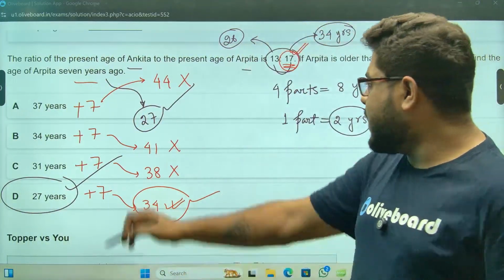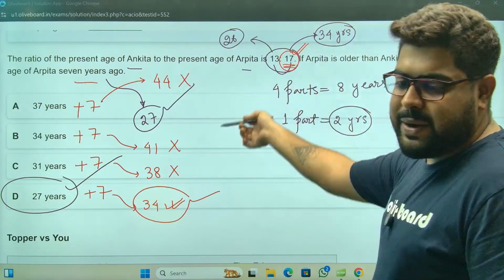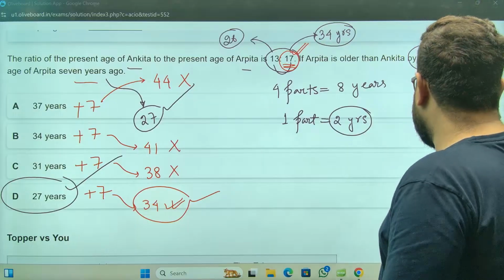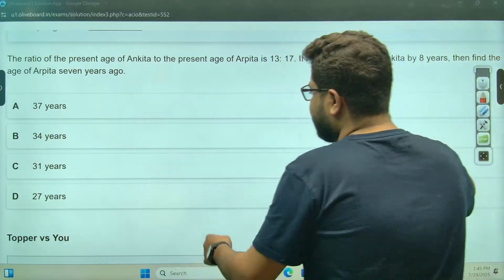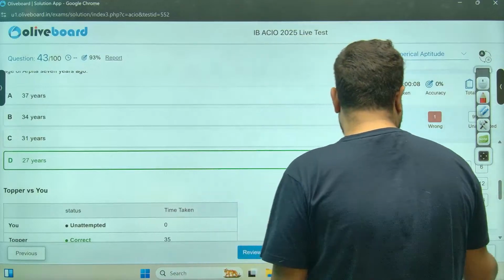You can do it without actually calculating anything. But here the calculation part is also very simple, a one liner. So either way is short. Option D is the correct answer, definitely.